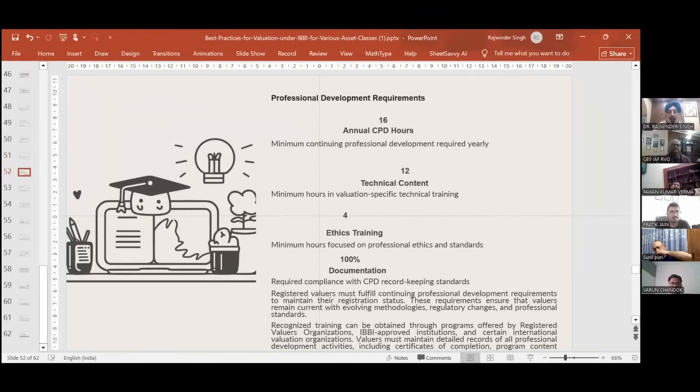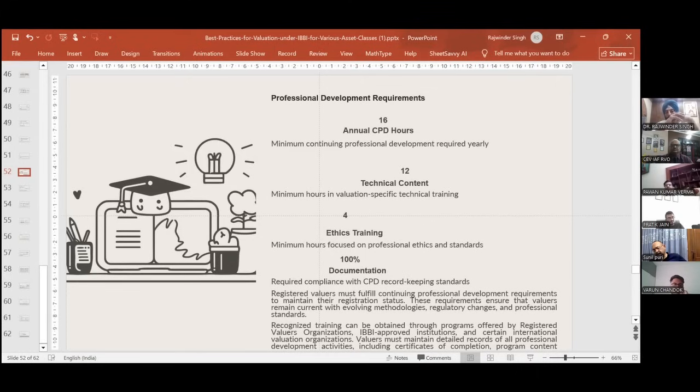So next thing, in your best practices, as a valuer or a registered valuer with IBBI, you have to have professional development. So for that, the annual CPD hours are 16. Minimum continuing professional development hours are required yearly, of which 12 hours are to be devoted to technical content, meaning minimum hours in valuation-specific technical training is 12 hours, and minimum 4 hours are to be focused on professional ethics and standards.